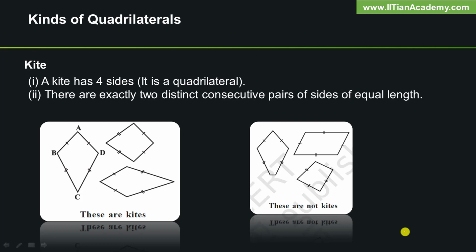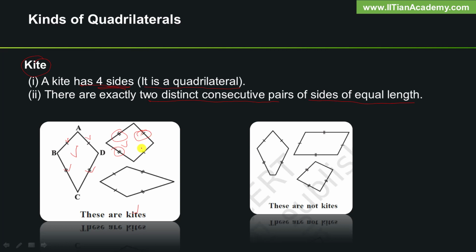In this topic, we will learn about kite. Kite has 4 sides, and hence, this is a quadrilateral. Here, we have 2 adjacent sides of equal length. Let us see some examples of kites below. This and this are equal. This and this are equal. Hence this is a kite.